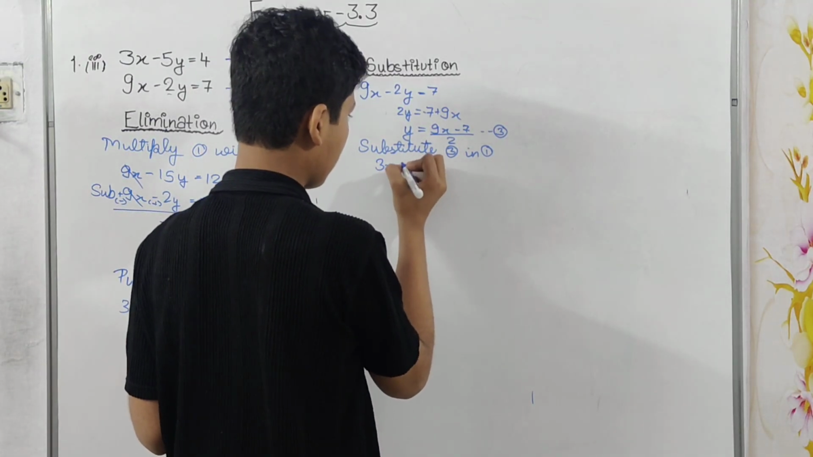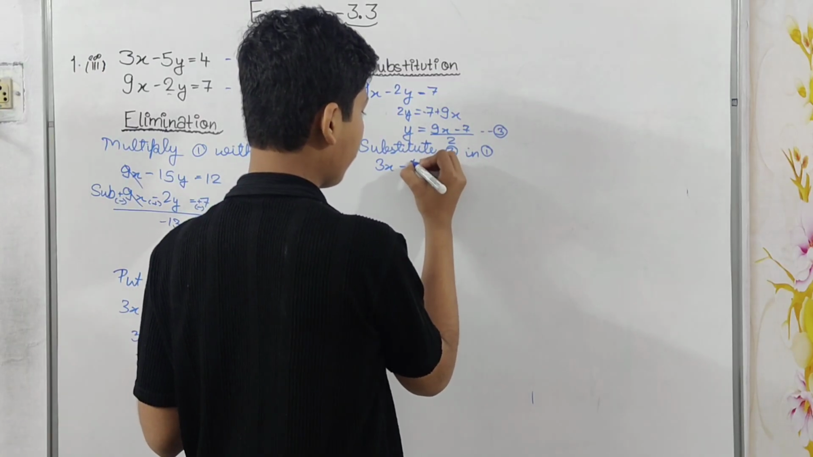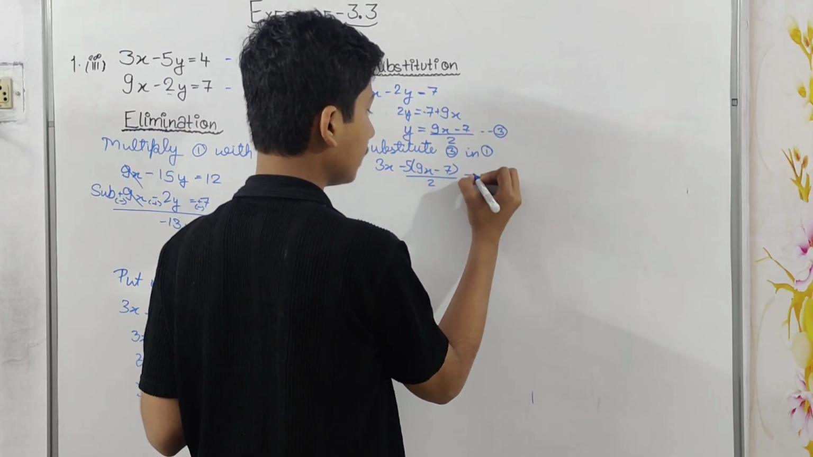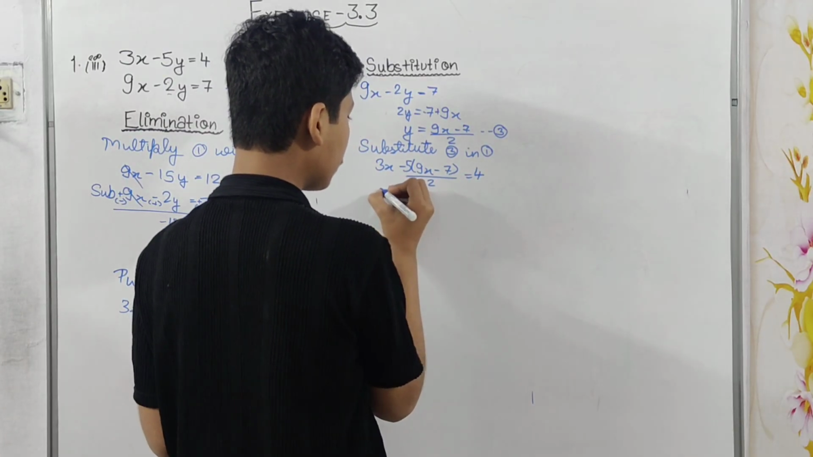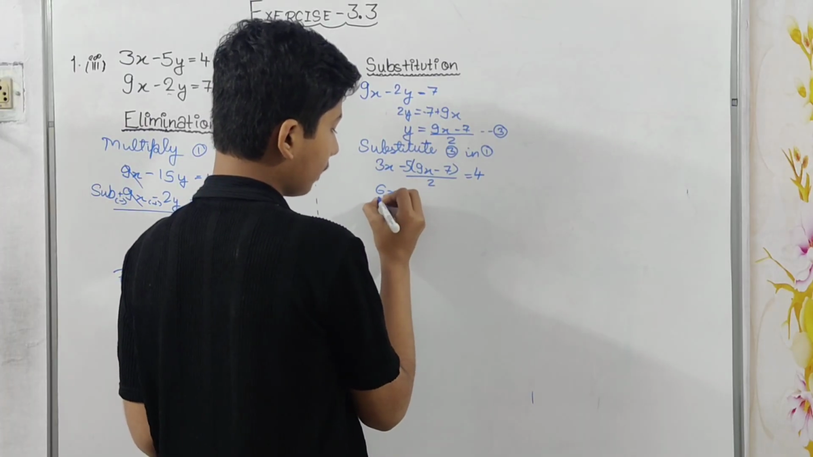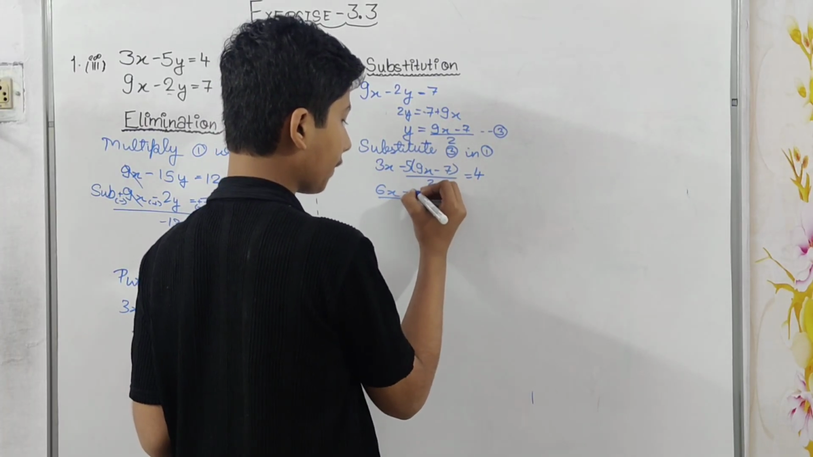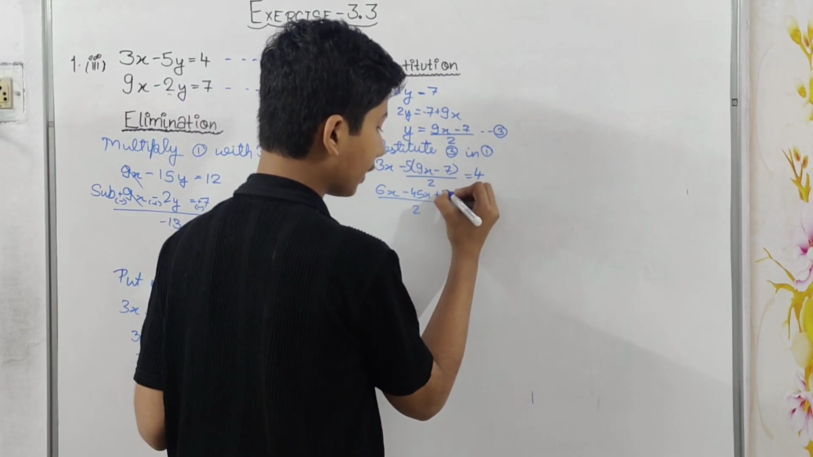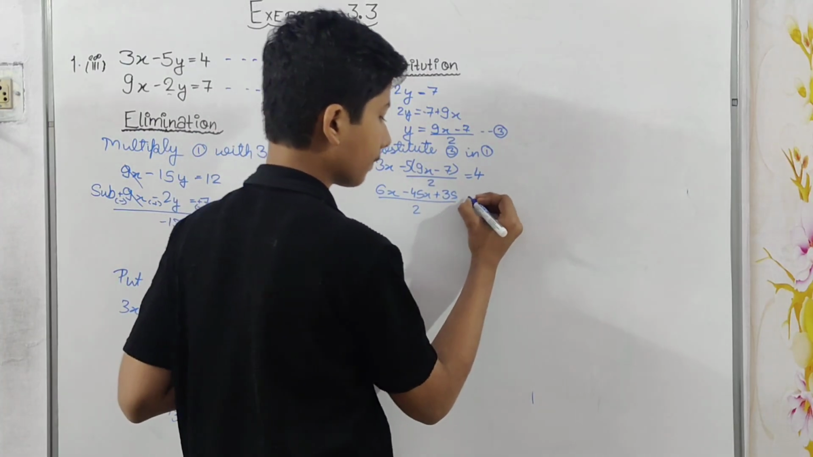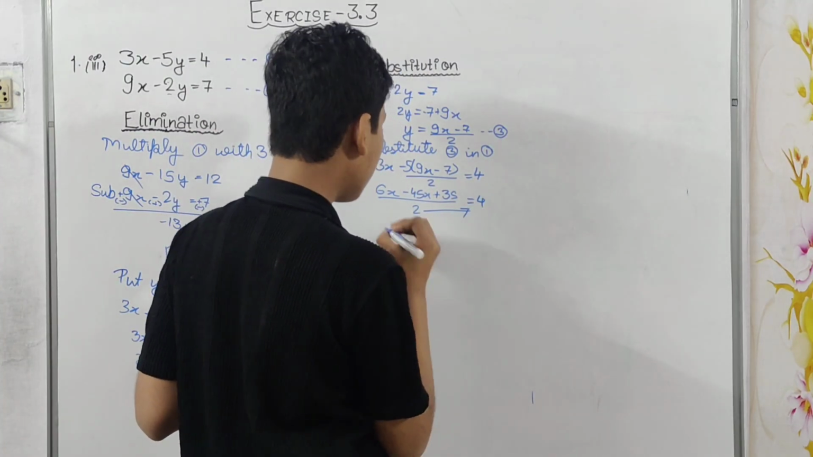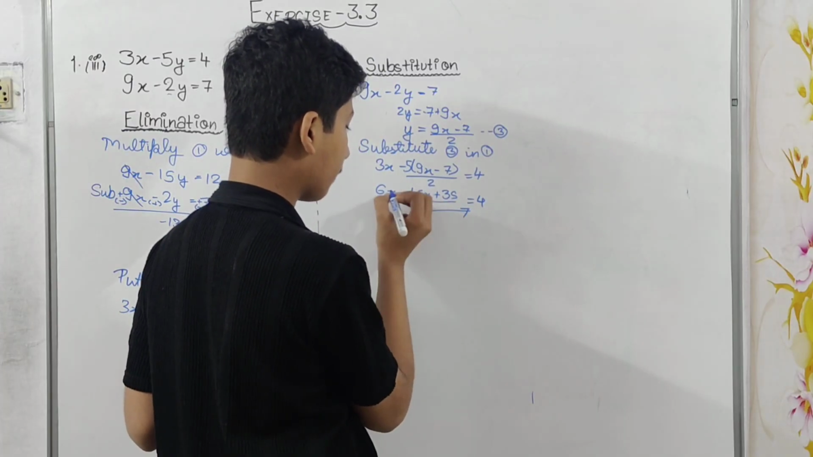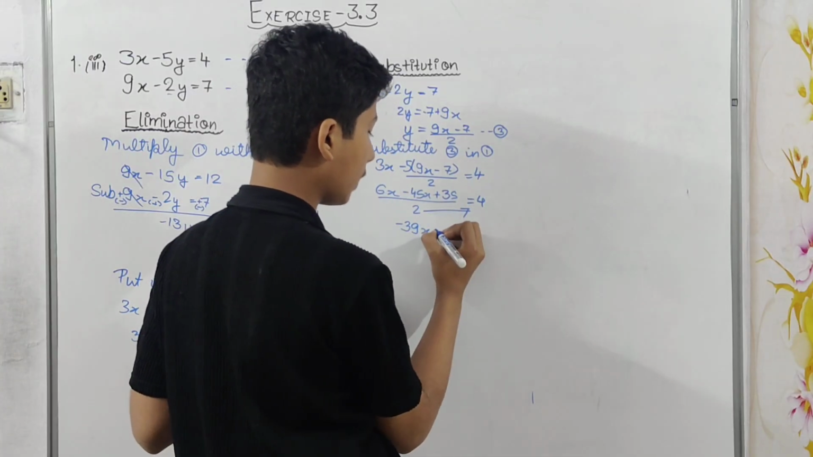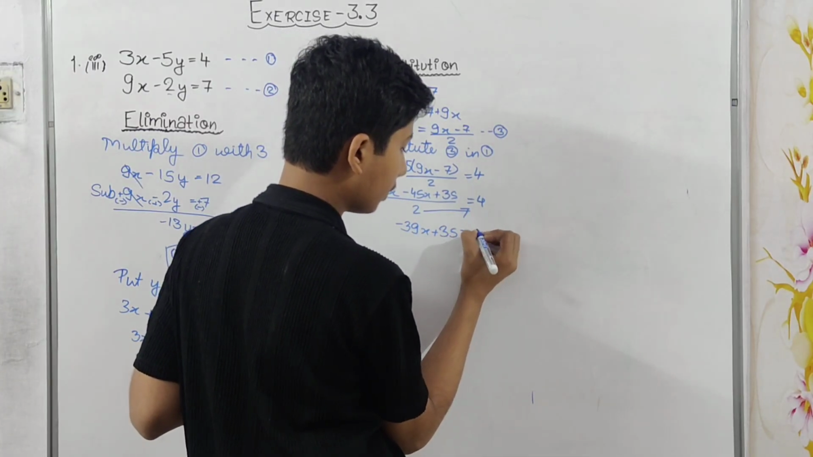So 3x minus 5 into (9x minus 7) upon 2 equals 4. So 3 times 2 is 6x, this 2 will be the LCM, and minus 9 fives are 45x, minus 5 sevens are positive 35, because minus minus is plus, equals 4. So we'll send this to that side. It will become 45x minus 6x is minus 39x, because this is minus and this is plus, plus 35 equals 8.